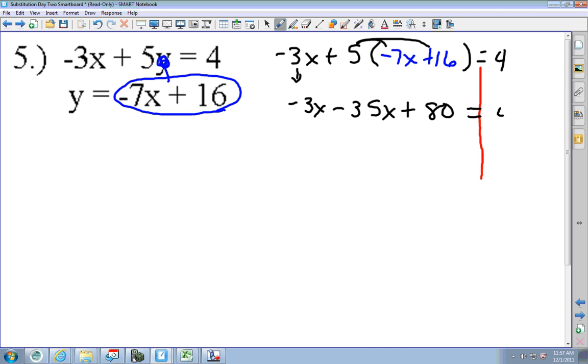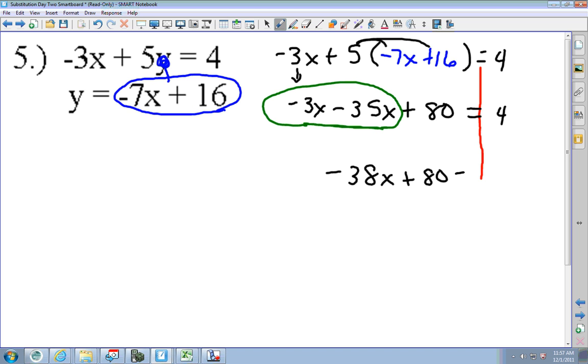And it equals 4. All of this from here we should already know how to do. We're putting our x's together. I have negative 38x. Be careful, because if you make a mistake, you're going to try and take positive 3x and stuff, but they're on the same side. So you just put them together the way they are right here. This says a negative 3 and a negative 35. Then you have plus 80 equals 4.